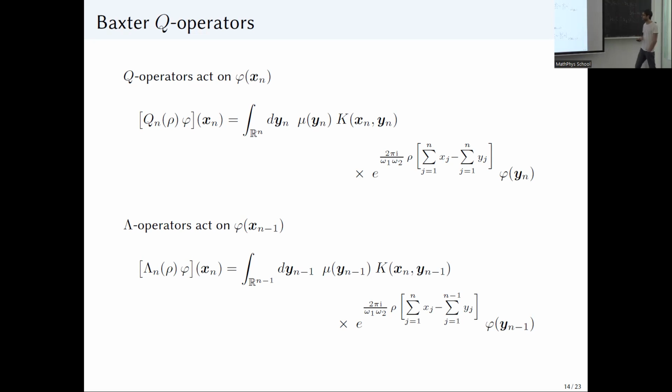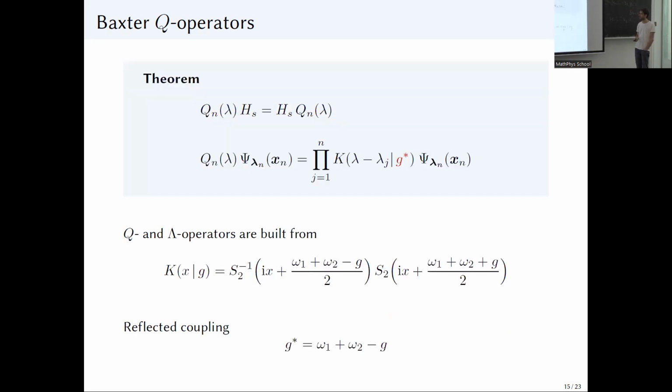And this number n, which differs from this number n-1, is the only difference. So let me now explain one more motivation for these Q operators, because it can be scary at first glance. Let me first state two key properties of these operators. First of all, these Q operators commute with the Hamiltonians I wrote down at the very beginning.